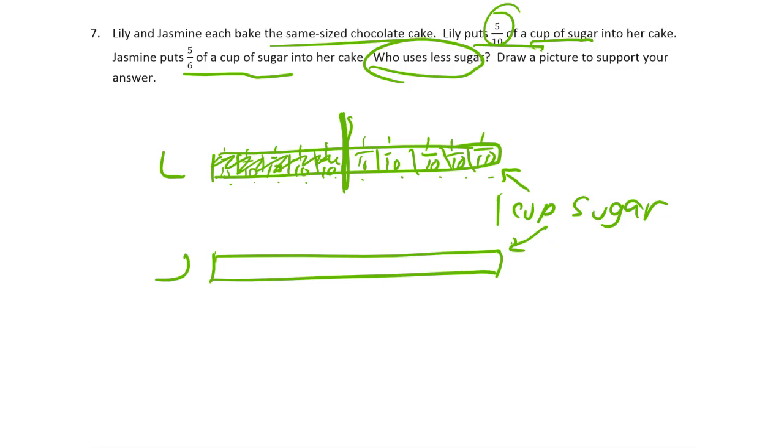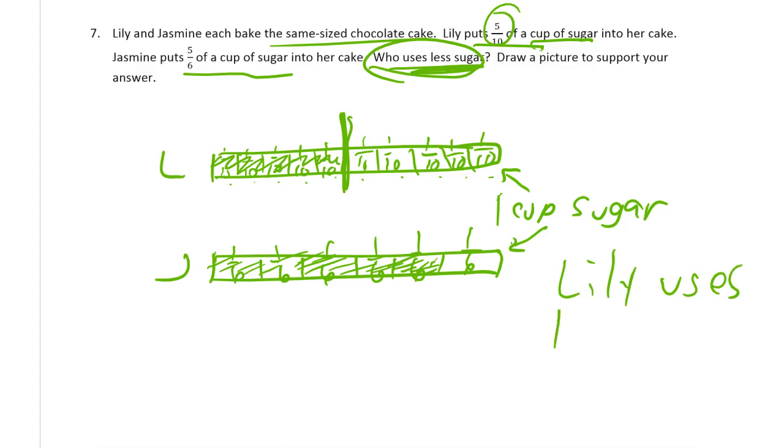And then Jasmine uses sixths. So sixths, I'm going to mark about halfway, and then I can make each half into thirds, and that's kind of the best way to get six to come out right. And that's not perfect, but it's going to be close enough. I need five of those sixths shaded in. That's 1/6, 1/6, 1/6, 1/6, 1/6, and that's five of the sixths. And the question is, who uses less? So there's the picture, and my answer statement is Lily uses less sugar.